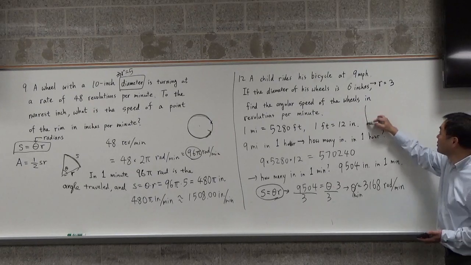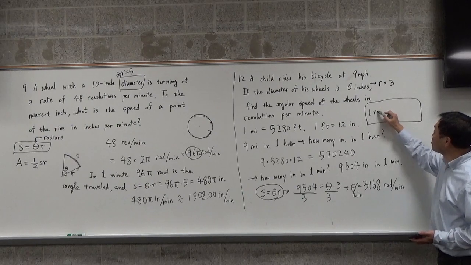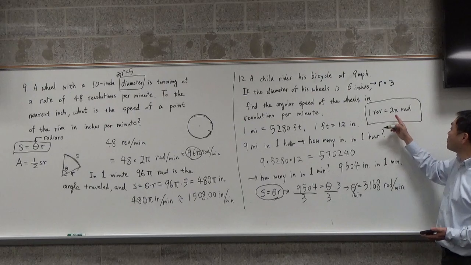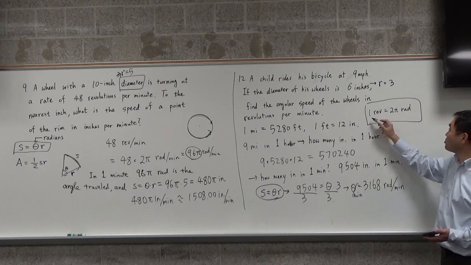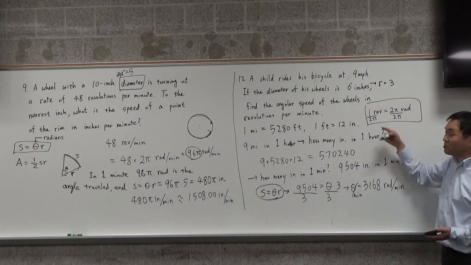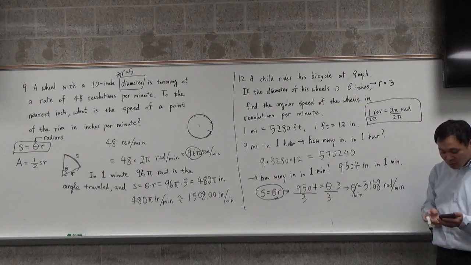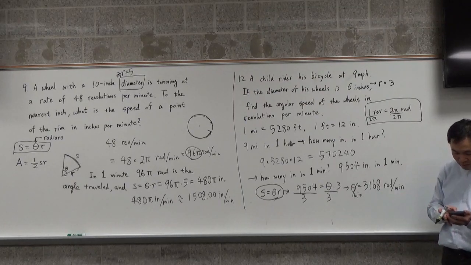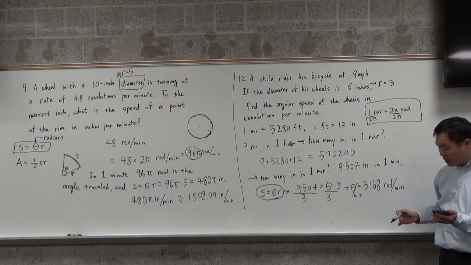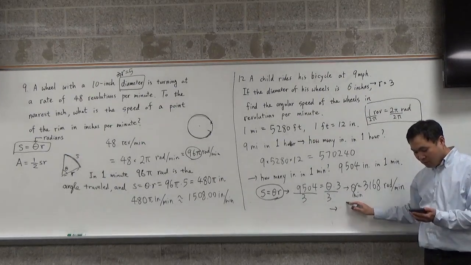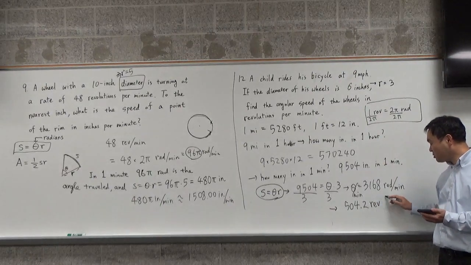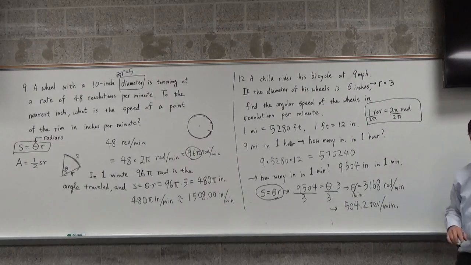Okay, so remember, maybe I should write it here. 1 revolution is the same as 2 pi radians. So if you want to convert radians to revolutions, you have to divide both sides by 2 pi, and that converts radians into revolutions. So I take this value and divide by 2, and then divide by 3.1416, and that gives me 504.2 revolutions per minute. Okay?